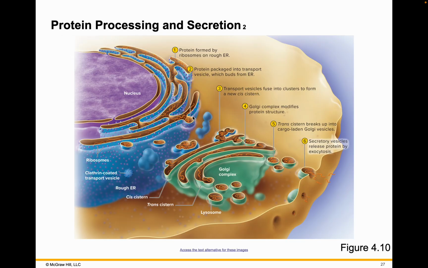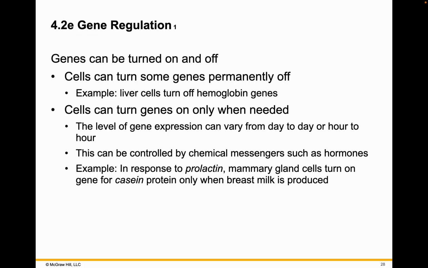From the endoplasmic reticulum, it moves to the cis side of the Golgi complex, and then finally to the trans side of the Golgi complex, where it is delivered to where it needs to go. Lysosomes here, secretory vesicles here.